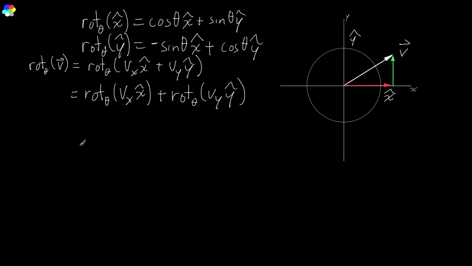Now we add a new line here, and we say that vx, rotation by theta of x hat, plus vy, rotation theta of y hat, this is equal to this. So what this is saying is we're allowed to take this scalar outside of the function.